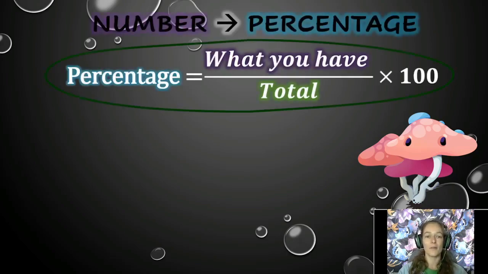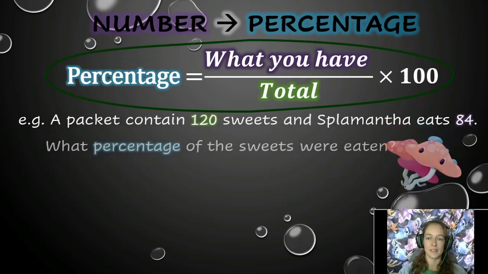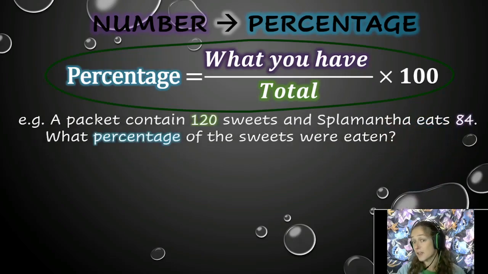This is the most common way we're asked to find percentage. We're given a number, for example, Samantha, she eats 84 out of 120 sweets. And then we're asked what percentage of the sweets were eaten. So here's my formula for calculating it right every time. What you have divided by total times 100.